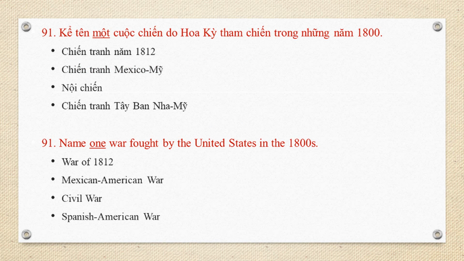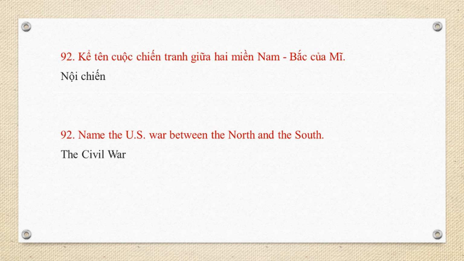91. Name one war fought by the United States in the 1800s. War of 1812. Mexican-American War. Civil War. Spanish-American War. 92. Name the U.S. war between the North and the South. The Civil War.